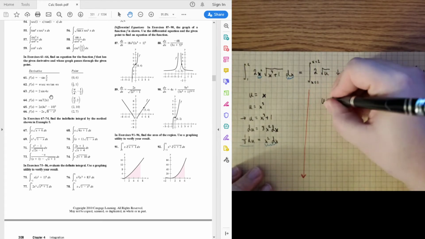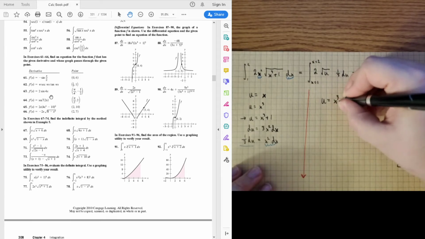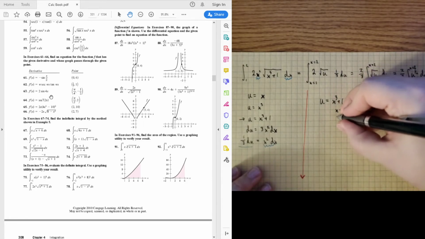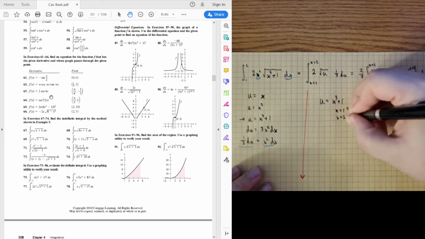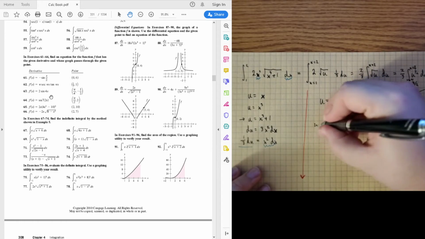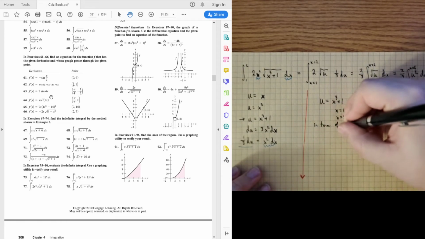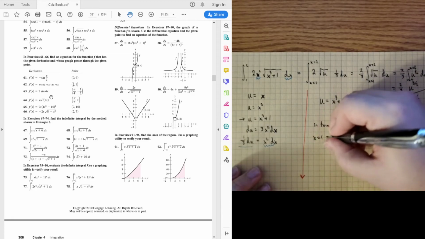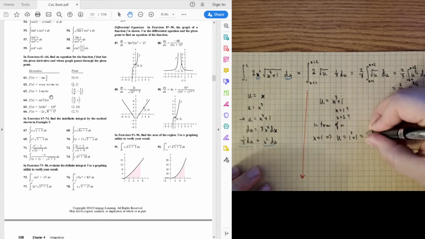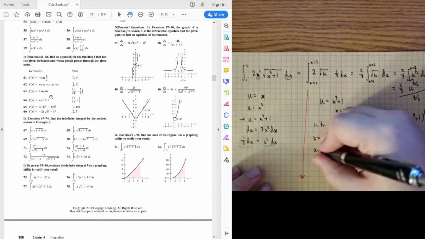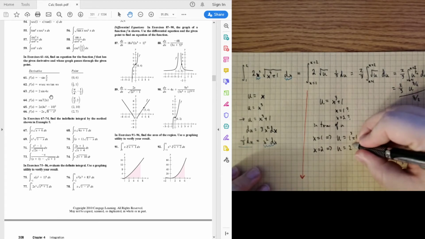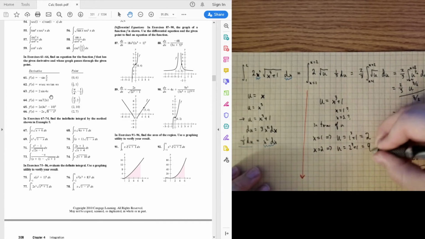If my u is equal to x cubed plus 1, then what happens if x equals 1? What happens if x equals 2? What that's going to do is it's going to give me new boundaries, but these new boundaries are going to be in terms of u. So when x equals 1, my u is equal to 1 cubed plus 1, or 2. When x equals 2, my u is equal to 2 cubed plus 1, which is 9.